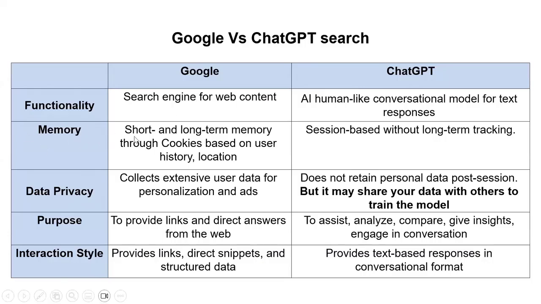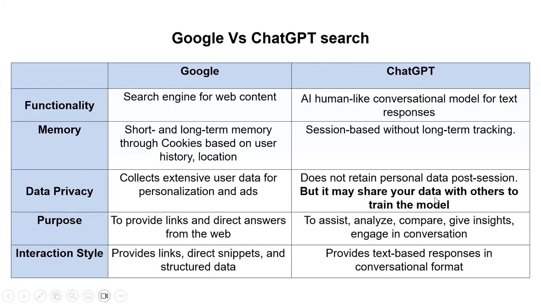In terms of memory, Google has short and long-term memory through cookies, based on the user history and location. But ChatGPT is session-based without long-term tracking; it does not track your searches after the end of the session. For data privacy, Google collects extensive user data for personalization and ads. However, ChatGPT does not retain personal data post-session. However, it may share your data with others to train the model.